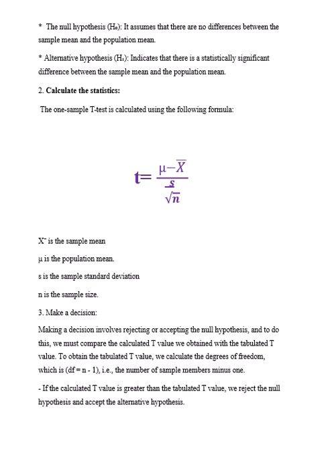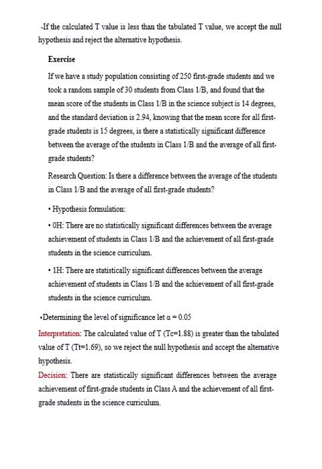3. Make a decision. Making a decision involves rejecting or accepting the null hypothesis, and to do this, we must compare the calculated t-value we obtained with the tabulated t-value. To obtain the tabulated t-value, we calculate the degrees of freedom, which is df equals n minus 1, i.e., the number of sample members minus 1. If the calculated t-value is greater than the tabulated t-value, we reject the null hypothesis and accept the alternative hypothesis. If the calculated t-value is less than the tabulated t-value, we accept the null hypothesis and reject the alternative hypothesis.